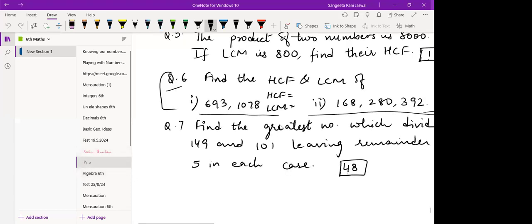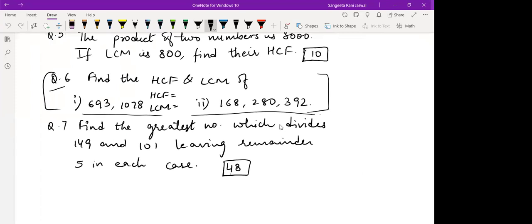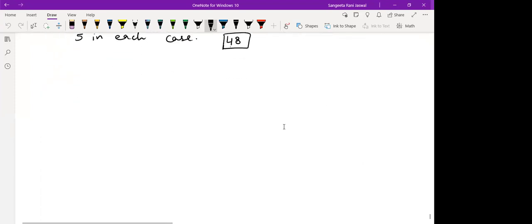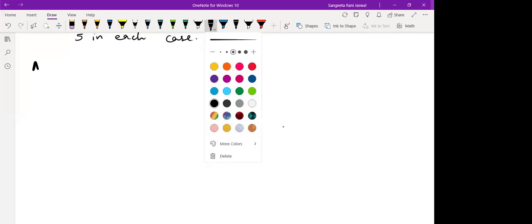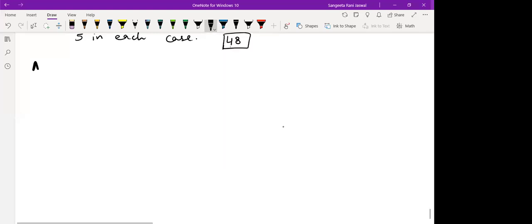Let me pick a page. 1 second. is algebra.